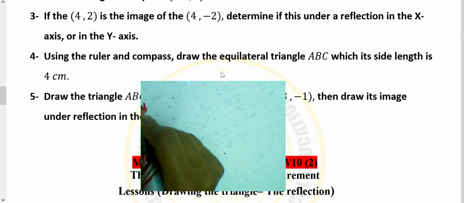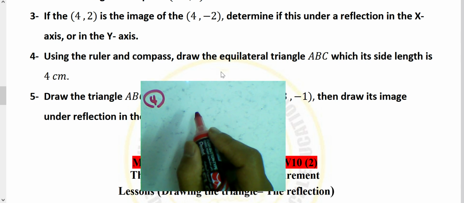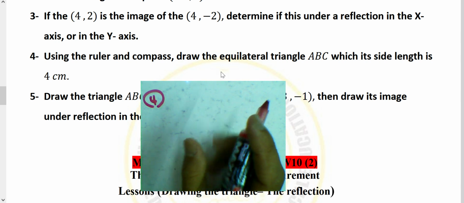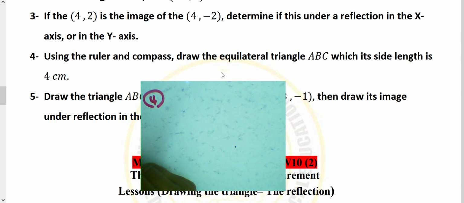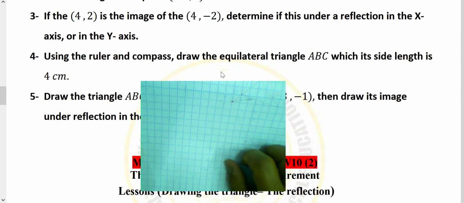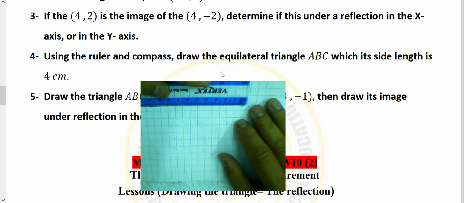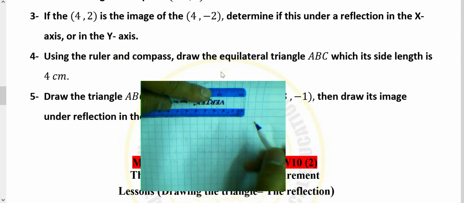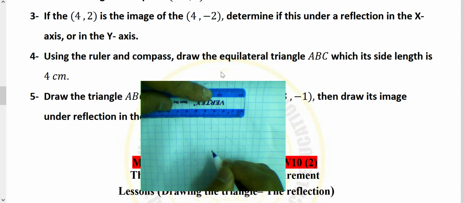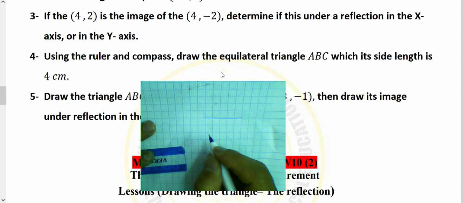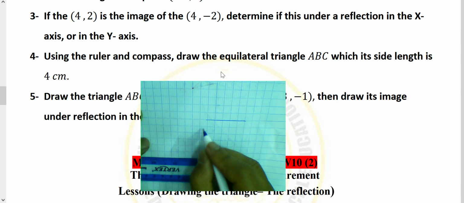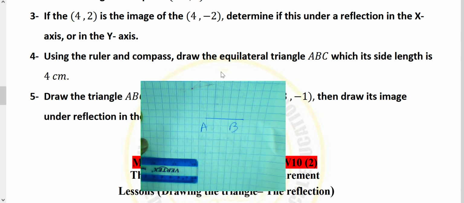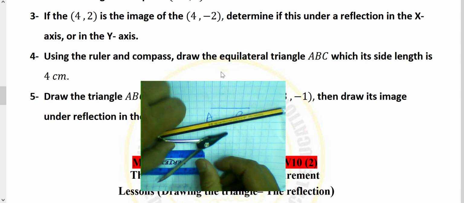Question number 4. Using the ruler and compass, draw triangle ABC with side length 4 cm. We have an equilateral triangle, so we can use the ruler and compass to draw it. First step, we put the ruler and measure from 0 to 4. The length is 4 centimeters. We write A and B, and then use the compass. Open the compass 4 centimeters.